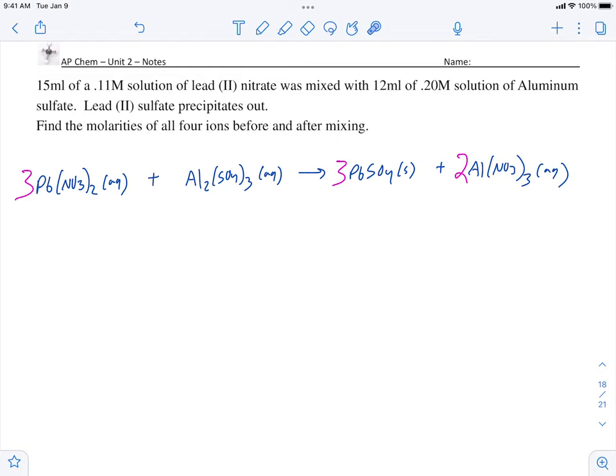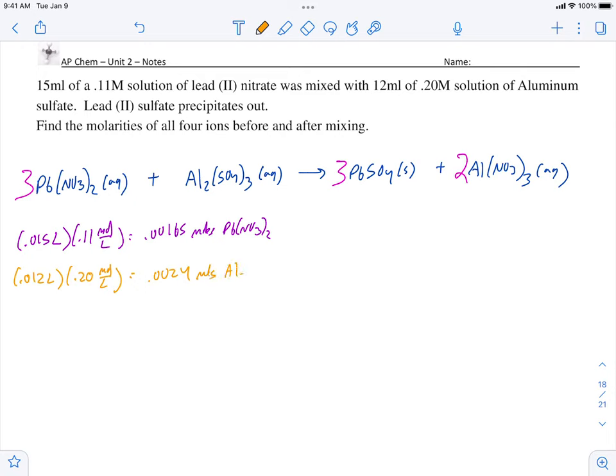Okay, balanced equation, done. What do I do next, guys? Where are all those numbers for? Yeah, I gotta find the moles. So 0.015 liters times 0.11 moles per liter. This is how I find the first solution, which is lead nitrate. So 0.015 times 0.11, 0.00165 moles of Pb(NO3)2. The other: 0.012 liters times 0.2 molar, 0.0024 moles of aluminum sulfate. Okay, we got our moles done for both.